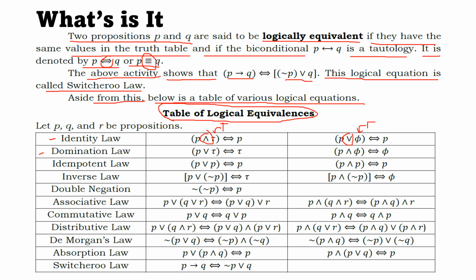The 0 for disjunction is true, and the 0 for conjunction is false. So once we apply this, the 0 for disjunction is true, and the 0 for conjunction is F, or false. So that's how we apply your domination law.